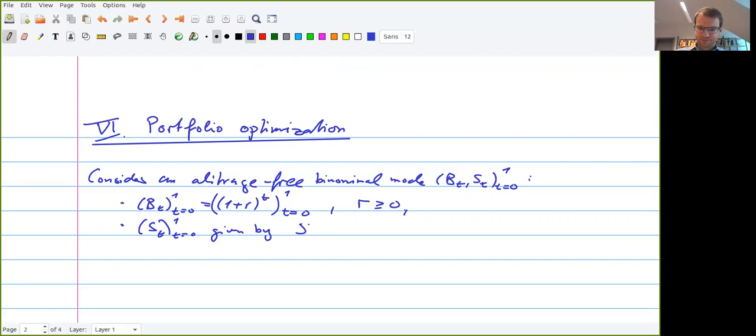So what is it? We start at time 0 with a non-negative constant. This is the initial price.